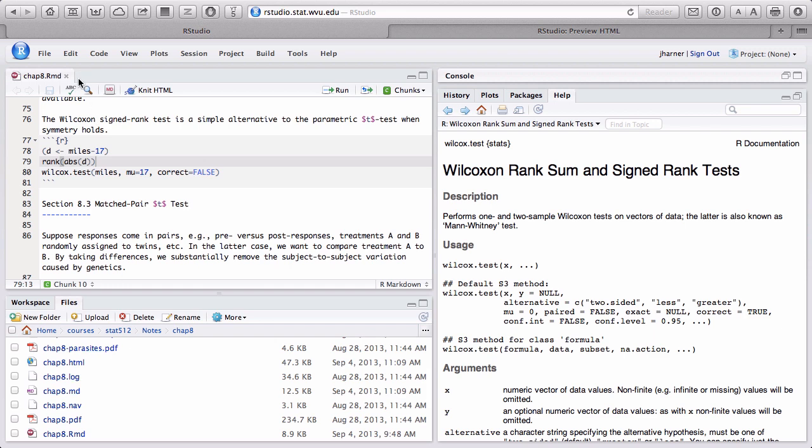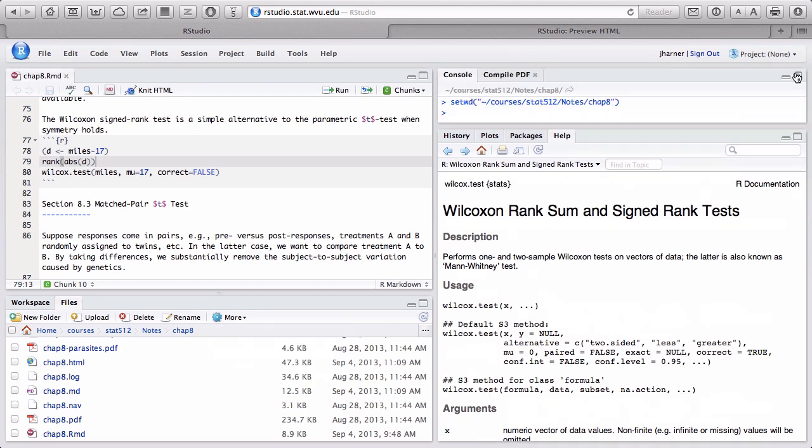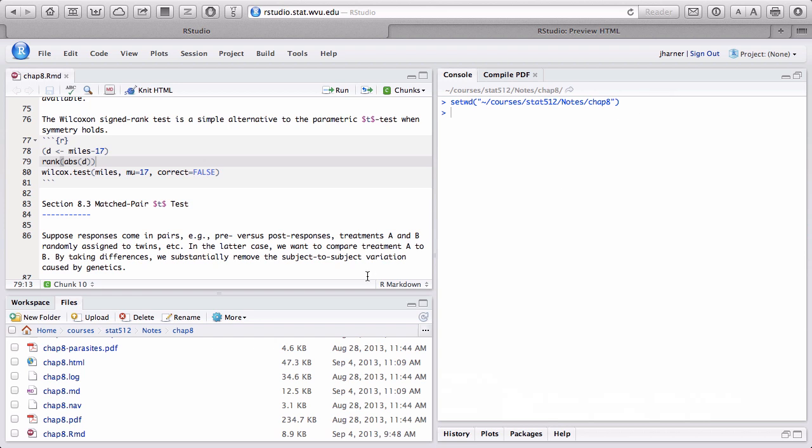So let me bring up Chapter 8. And I do have the .rmd file for Chapter 8. So now let me set the directory. Let's see. I'm not sure that's really set. That's maybe old, so let me reset it.